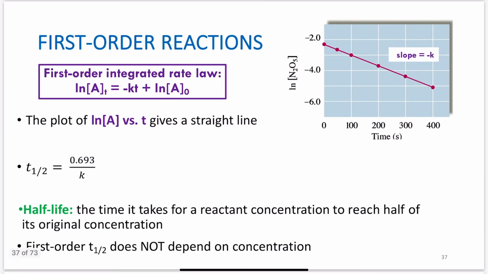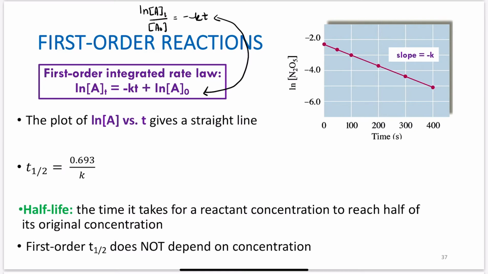So first order reactions. First order integrated rate law, again, natural log of A at T equals negative KT plus natural log of A naught. You will also see this written in the other form, natural log A at T over A naught equals negative KT. You need to understand how to flip back and forth between these two because you're going to be using both of them all the time. I would memorize one and understand the log rules to flip to the other.